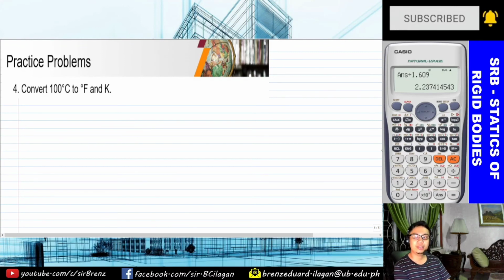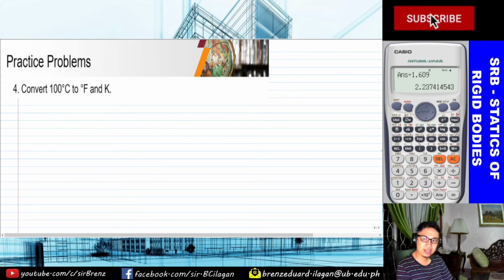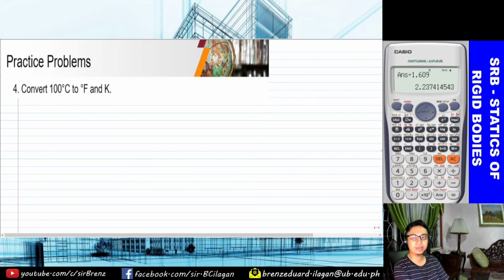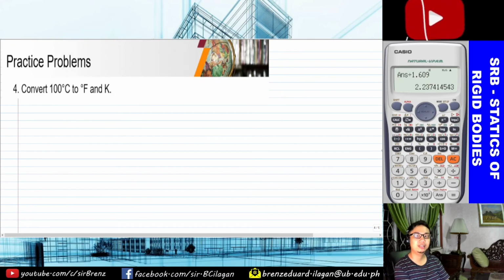So, ito naman mga units ng temperature. So, ito naman, sa SRB, wala naman tayong paggagamitan pa nito. So, ma-encounter nyo yung temperature pagdating nyo ng mechanics of deformable bodies. Yung sunod na subject after statics of rigid bodies. So, saan ba siya ginagamit? Sa mga thermal deformation. So, gaya nga sabi ko kanina, di ba, kapag mainit, humahaba. Kapag malamig, umiikli yan. Kailangan mo siya i-consider sa mechanics of deformable bodies.